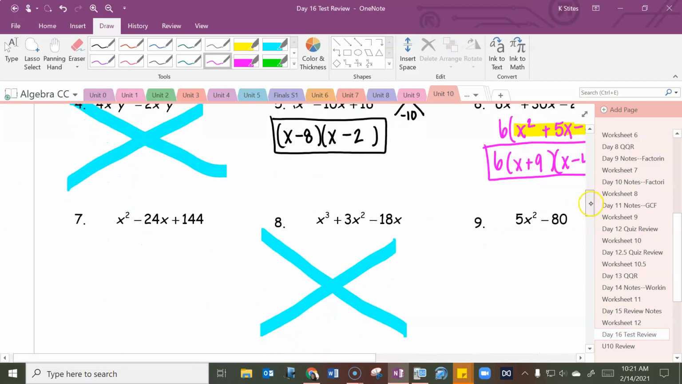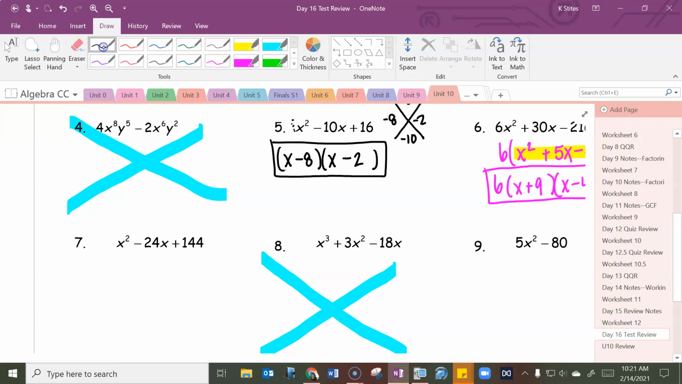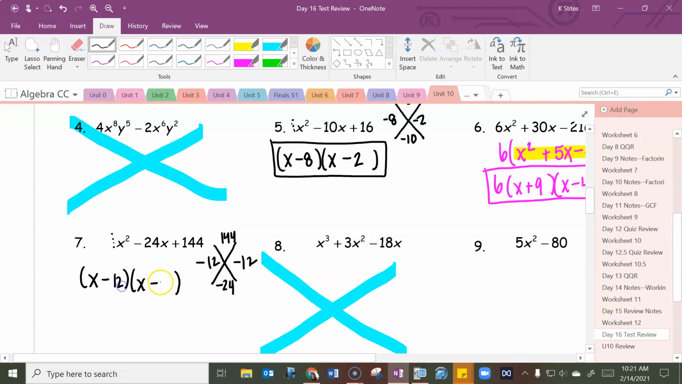All right, number 7. Number 7 is back again to having a 1 in front. So this means there's no GCF to pull out. We're going straight to our box problem. Multiplies to 144 and adds to negative 24. And just like in number 5, both of these are going to have to be negatives because they are adding to a negative but multiplying to a positive. And these are going to be negative 12s. However, if you'd like, you can write it like this since they are the exact same thing twice.